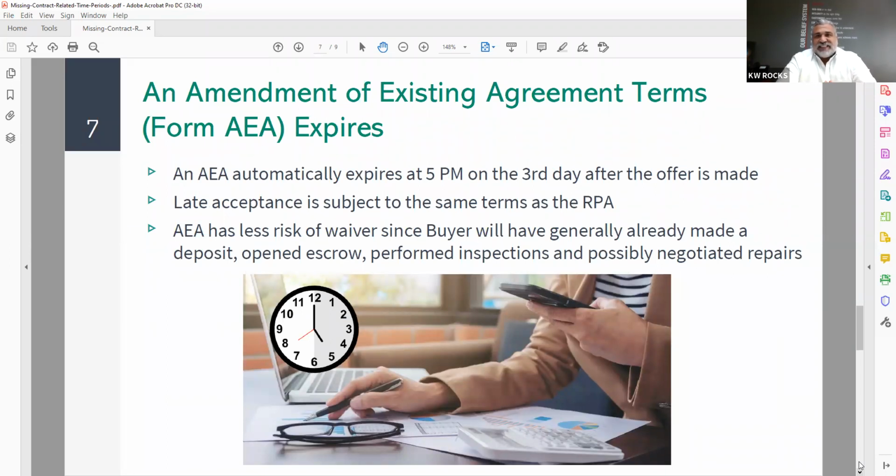In a minute of an existing agreement terms, form IEA expires. So automatically, after the third day of the RPA, at 5 p.m., the offer technically expires.